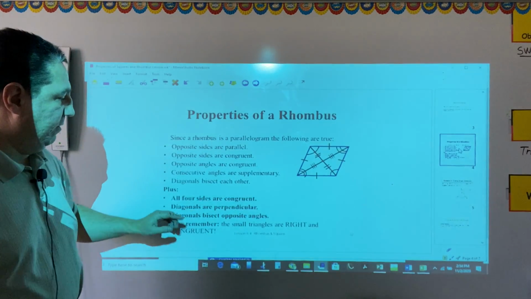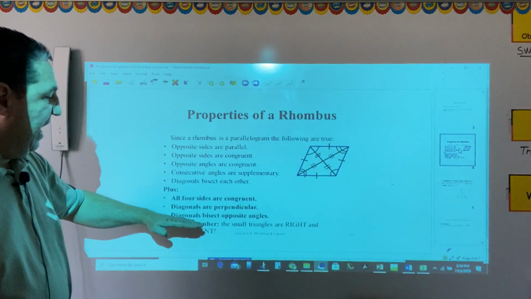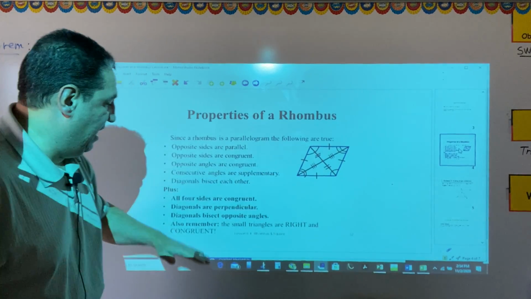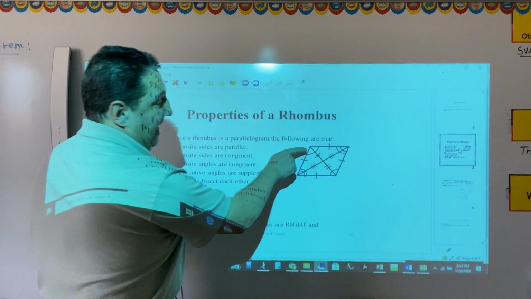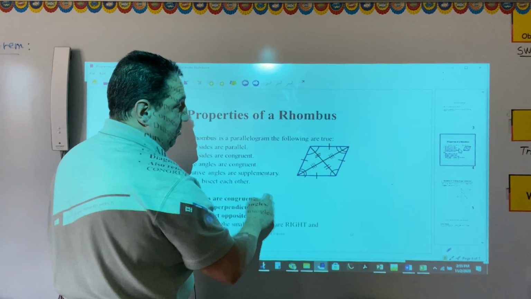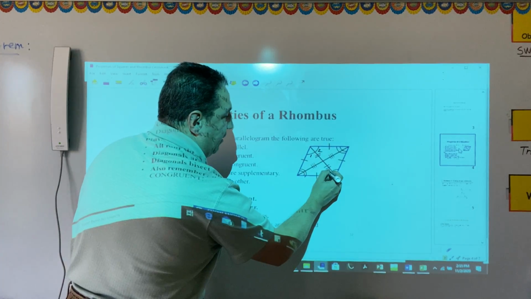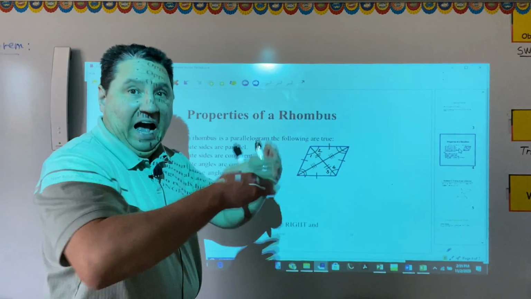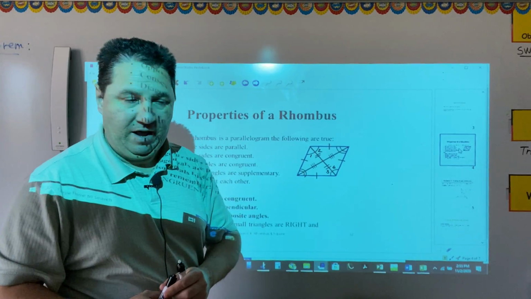These properties are: all four sides are congruent, as I mentioned earlier. Diagonals are perpendicular. They form a right angle between them. Diagonals bisect the opposite angles. In other words, this diagonal bisects the opposite angles, which means, in this case, 1 and 2 are congruent. Angles 3 and 4 are also congruent. Bisect means cut the opposite angles into two other congruent angles.